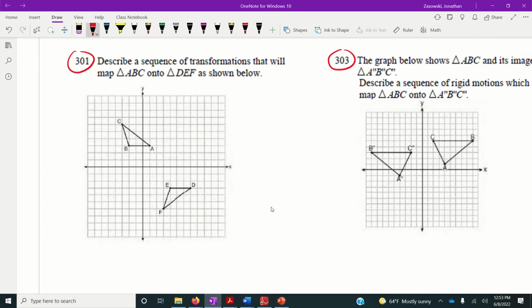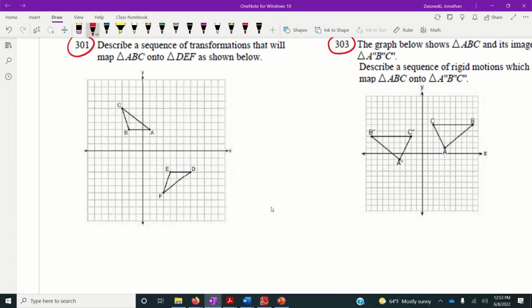Heading down to number 301. So once again, try this one on your own, and then we'll take a look at the answer.